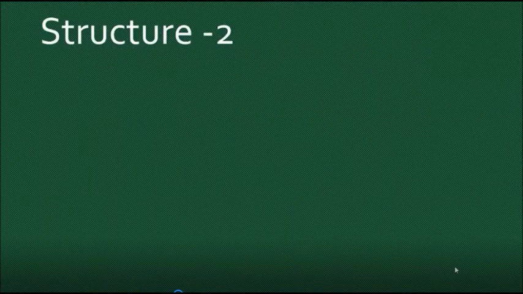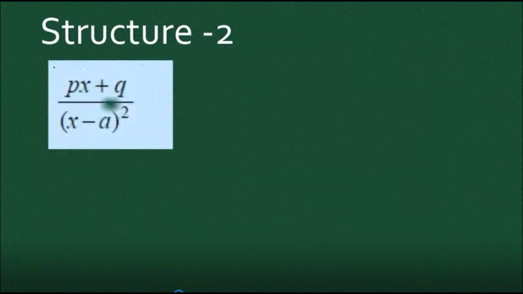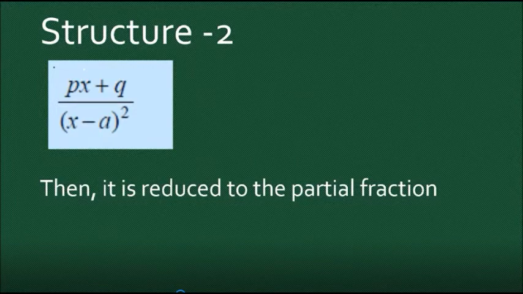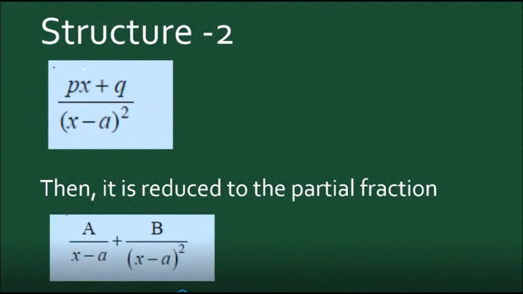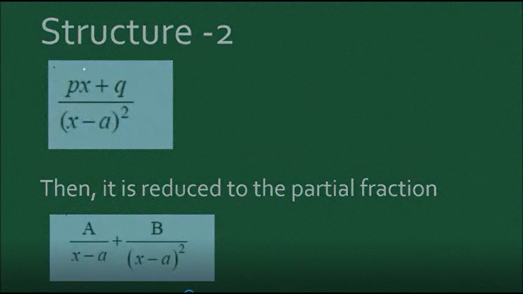Structure 2: if the function is in the form (px + q) / (x - a)², then it is reduced to the partial fractions a/(x - a) + b/(x - a)². Okay. Using structure 2, we'll do one example.